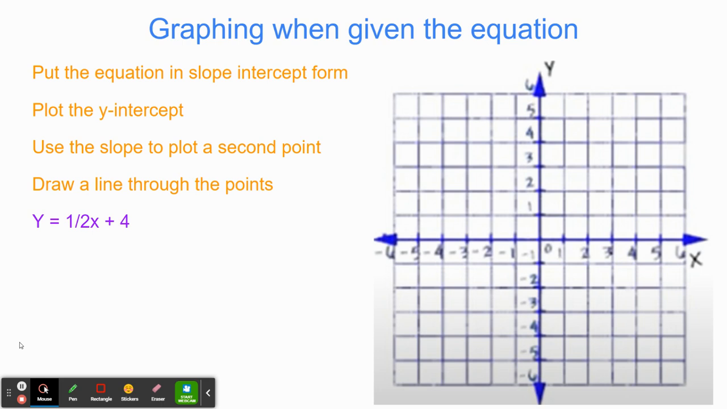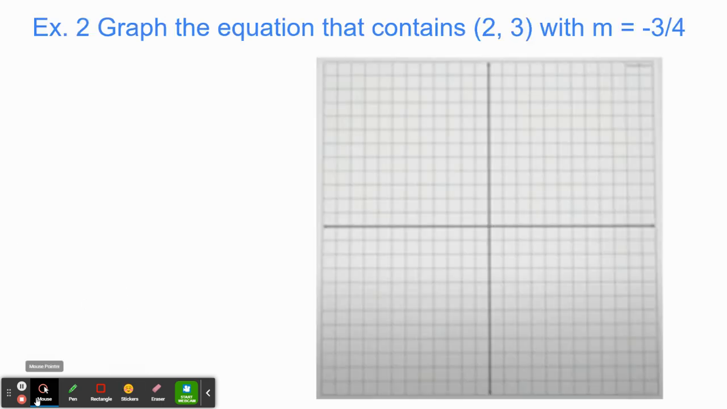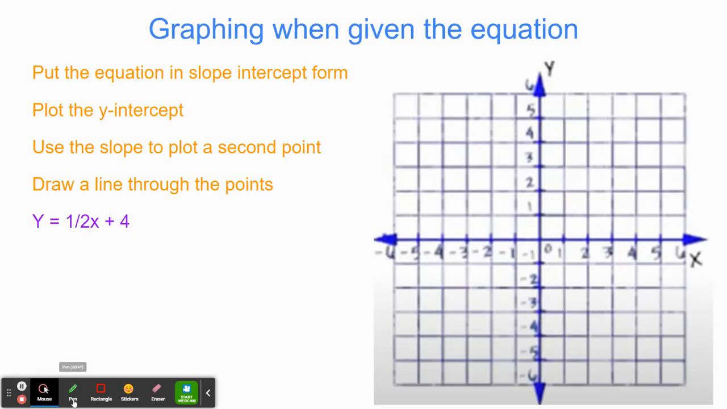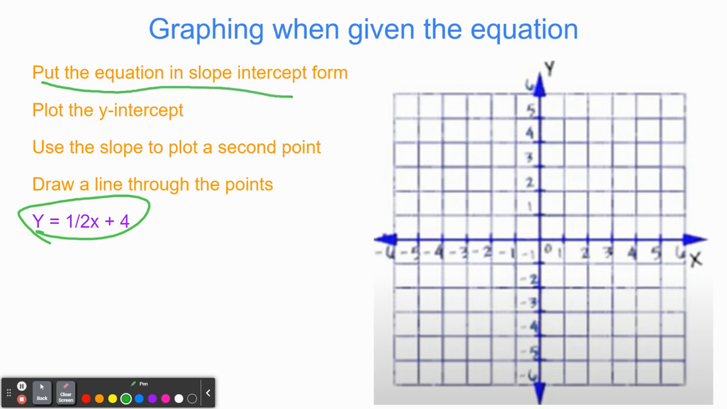Now we're going to look at graphing when given just an equation. And this is the equation we're going to work with down here. All right. I'm going to work with this right here. Y equals 1/2 x plus 4. We want to put the equation in slope-intercept form. So we always want to do that first. Check. It is in slope-intercept form, y equals mx plus b.